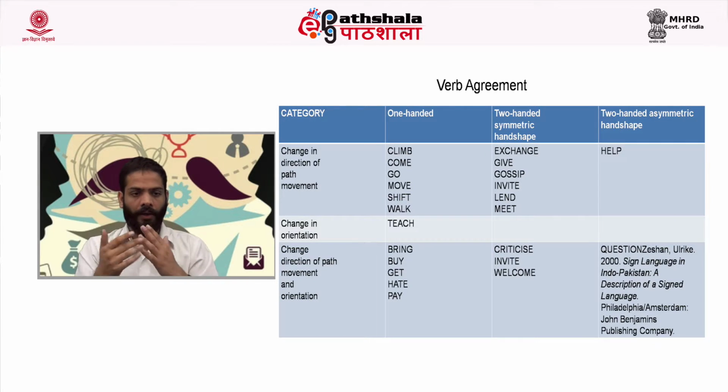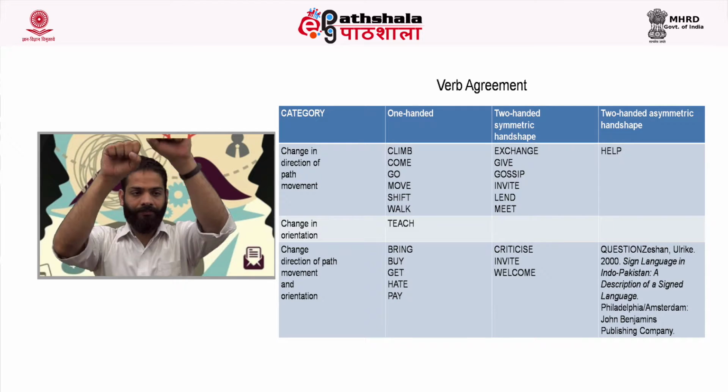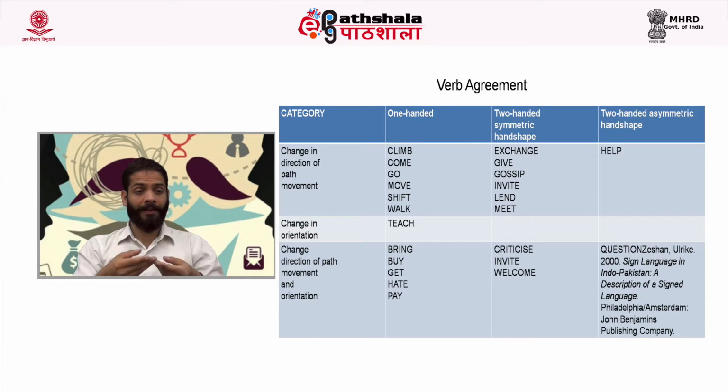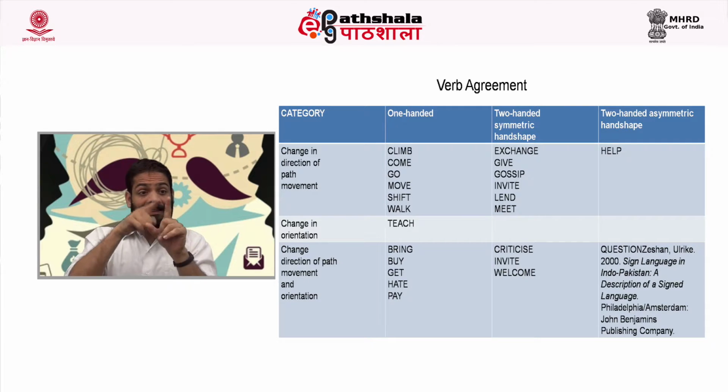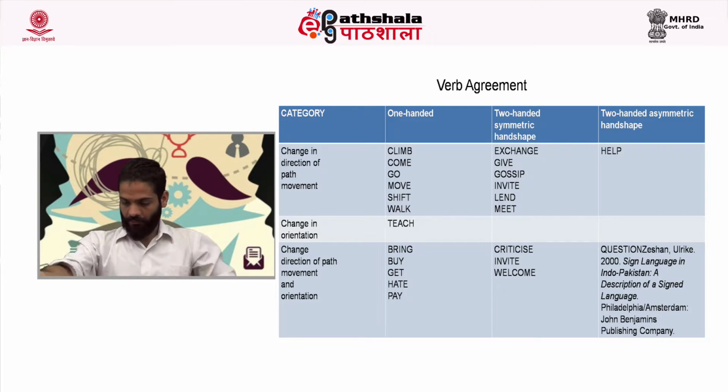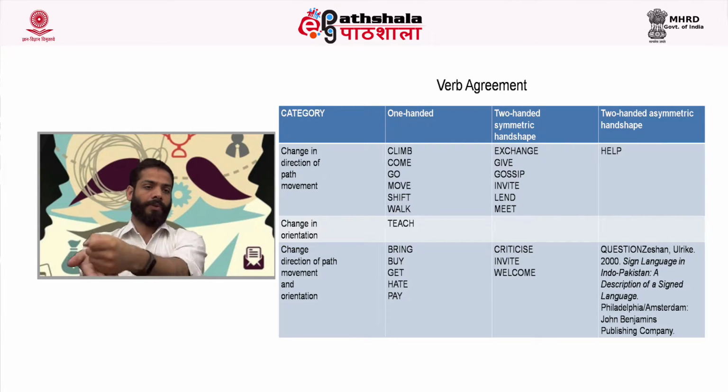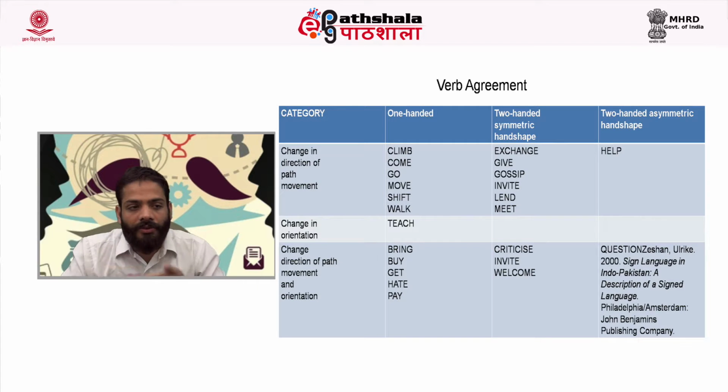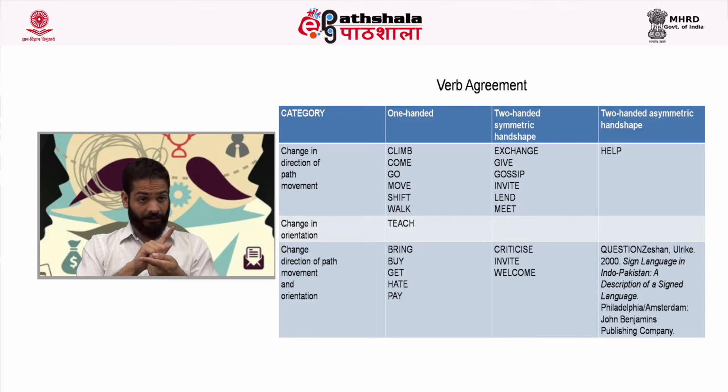For example, the first category is change in direction of path movement. So for example, one-handed signs would be climb, come. Two-handed symmetric handshape would be exchange or give. Two-handed asymmetric handshape would be help. The second category is change in orientation. So a one-handed sign is teach.